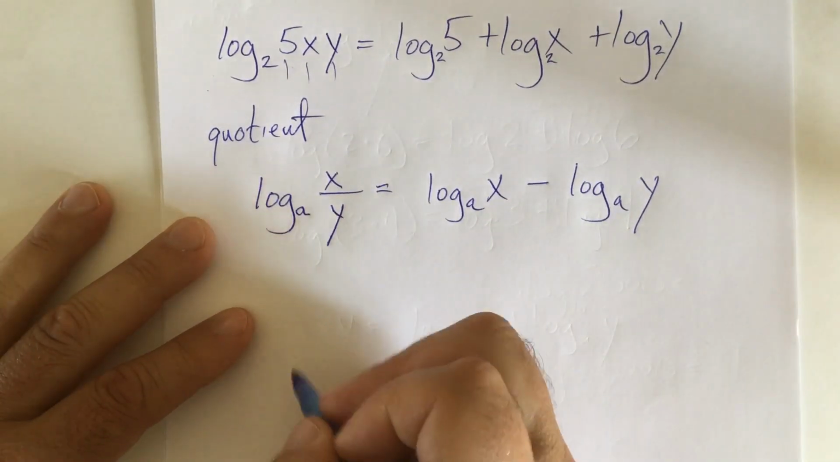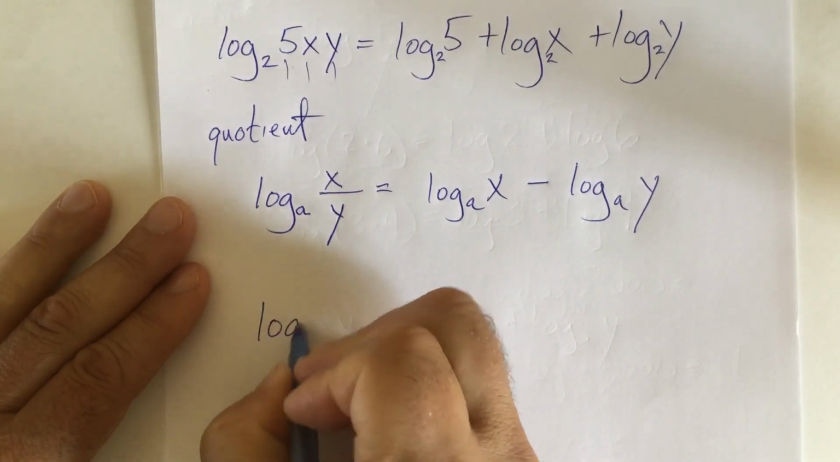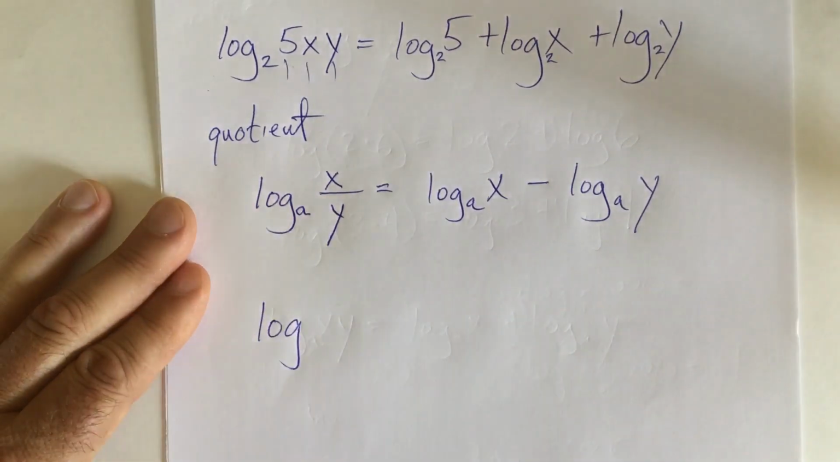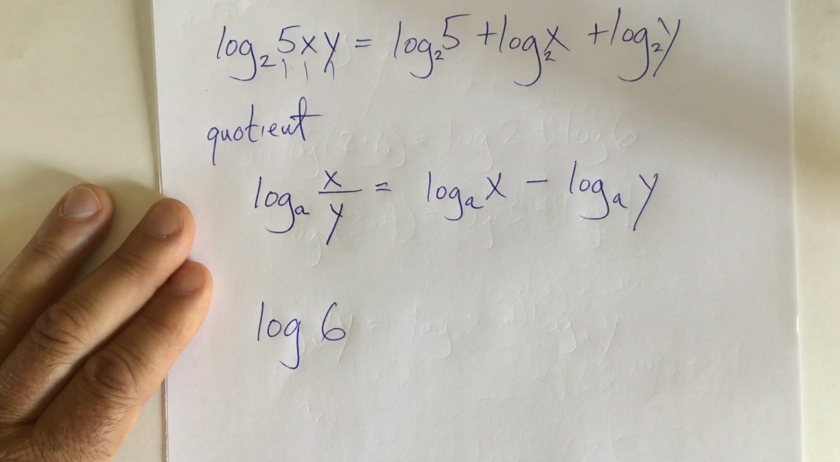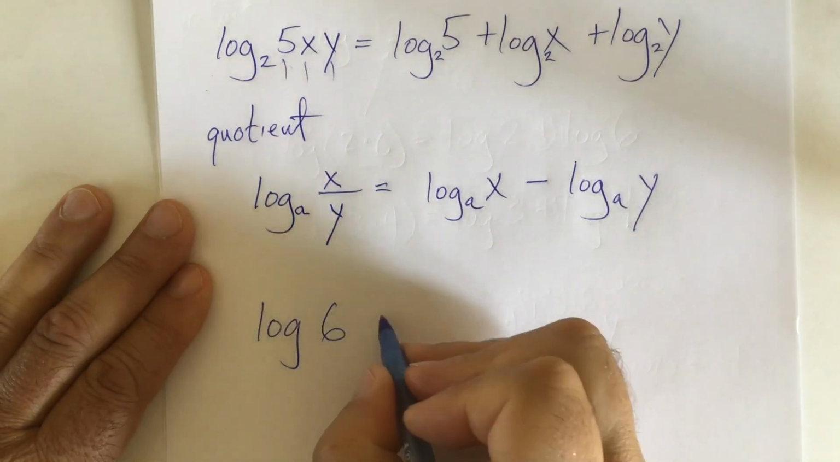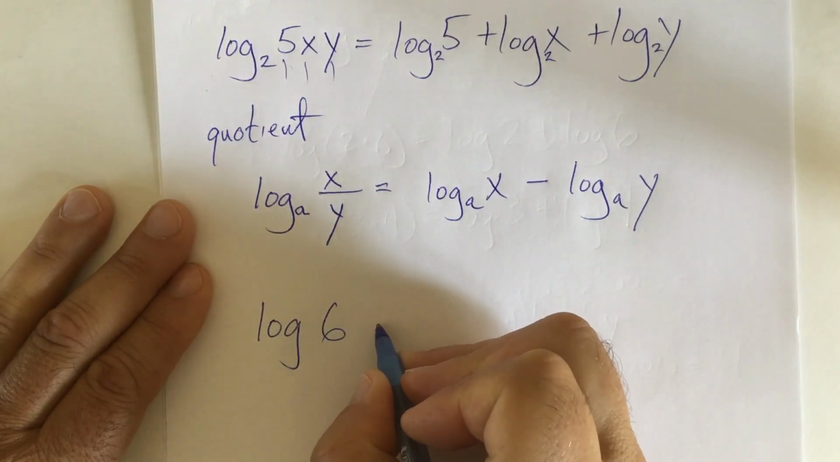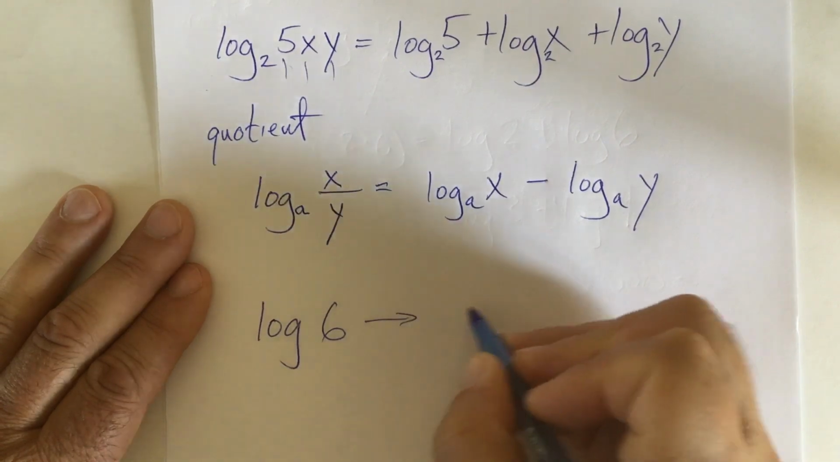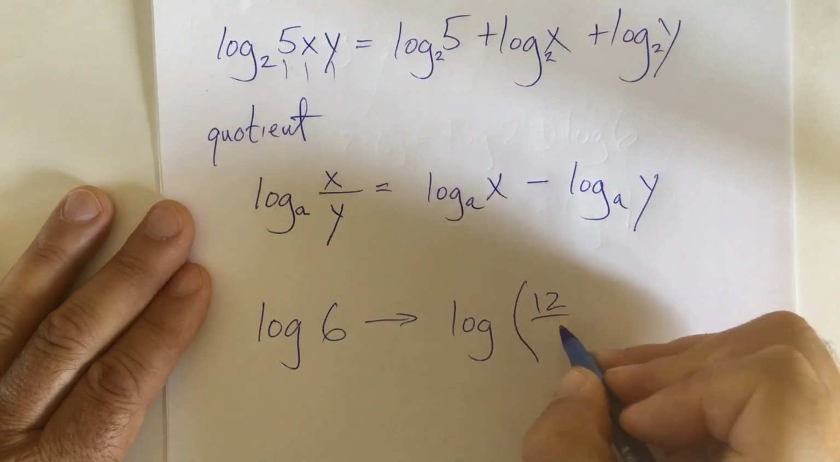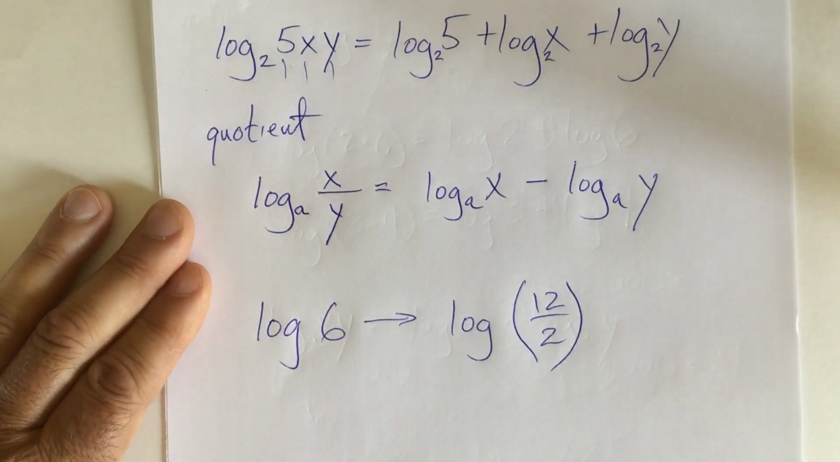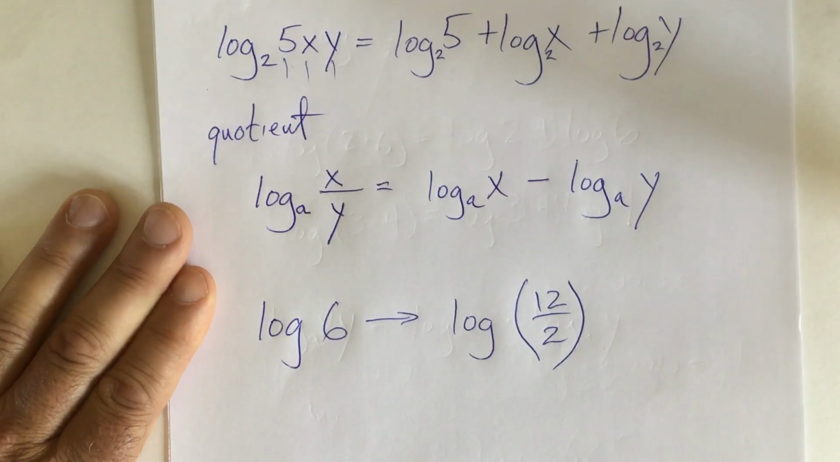For example, if I wanted to punch in the log base 10 of the number 6, I could do that on my calculator. I'm going to get a weird number. But I could also say, you know what? Log of 6 could be the same thing as log of 12 divided by 2. Yeah, because that's 6.